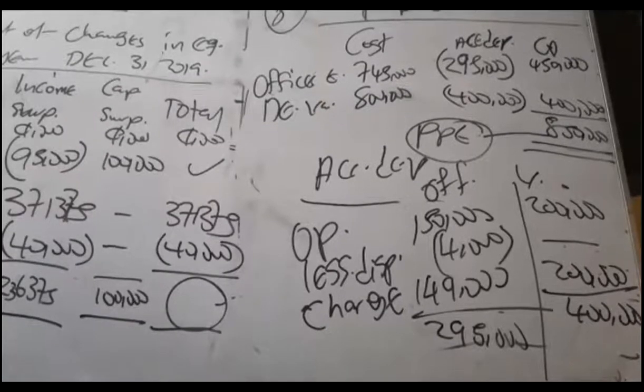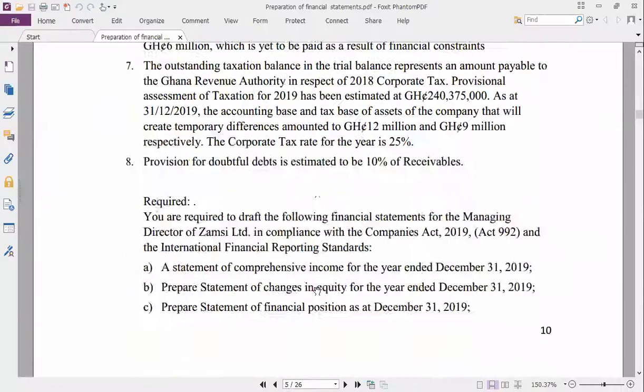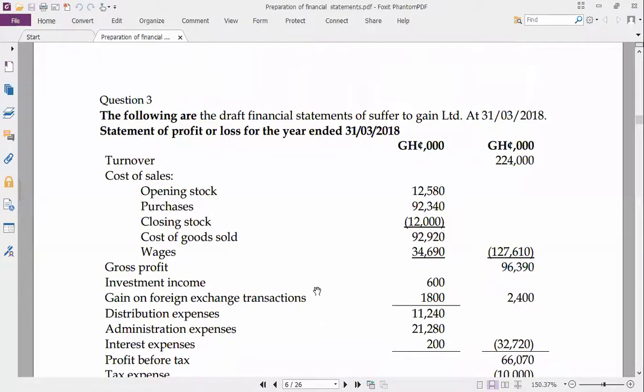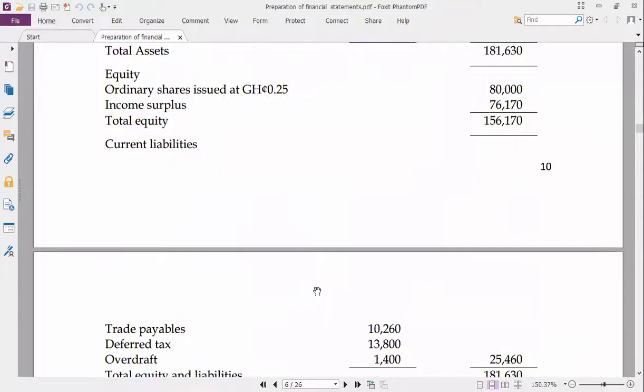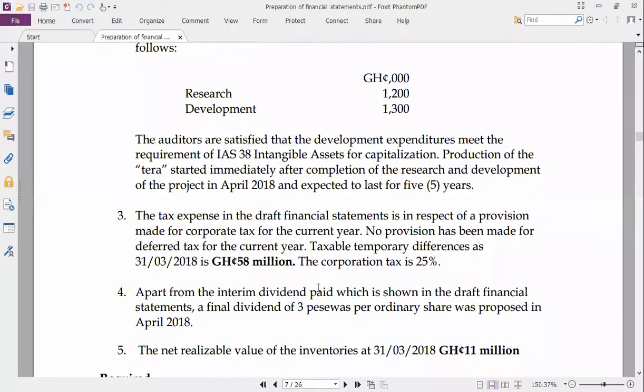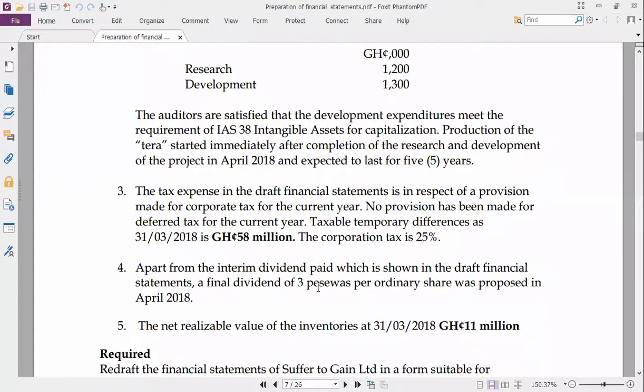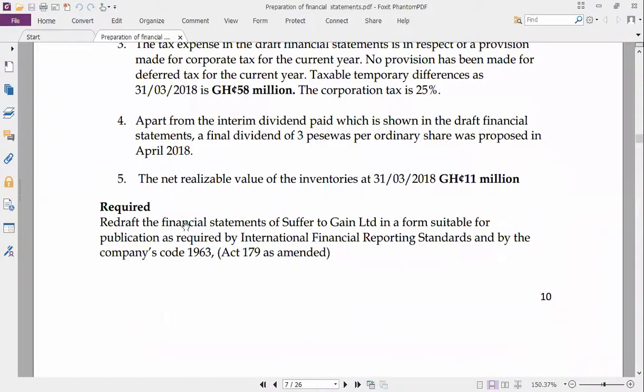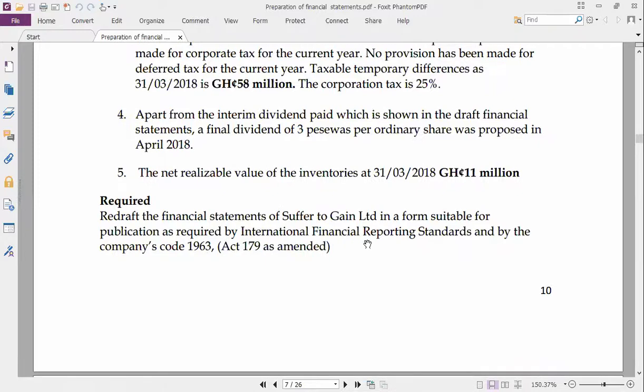The next set of the question is the Suffer to Gain. That one where they prepare a financial statement, not that it's too wrong, no, the format, presentation. So they say redraft the financial statement of Suffer to Gain Limited in the form suitable for publication required by the International Financial Reporting Standards and by the company's code. Okay.